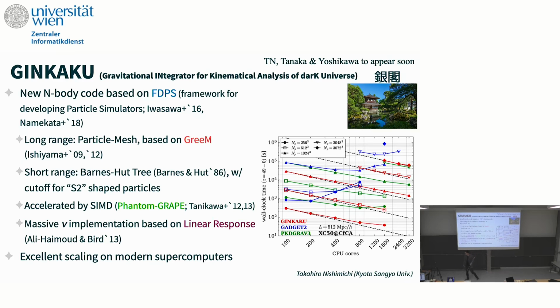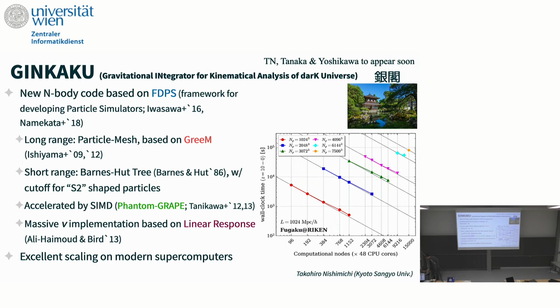And now we are working on the Fugaku supercomputer. Let's check this number. These are the number of nodes, and one node has 48 CPU cores. It scales pretty well, up to a huge number of CPUs.